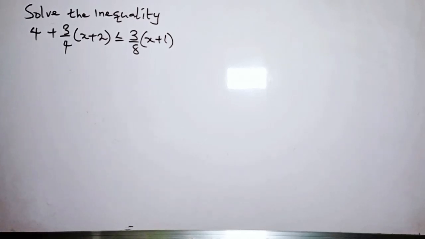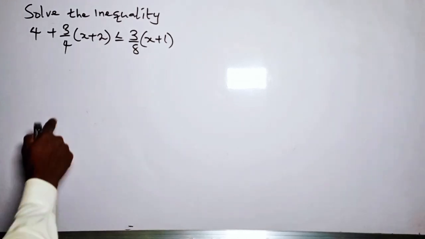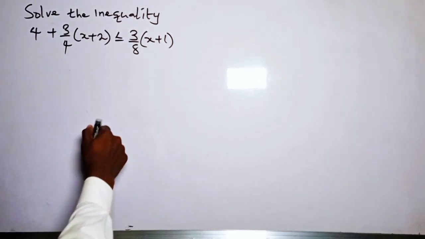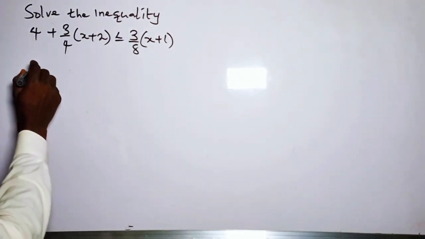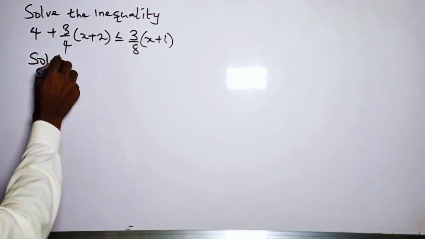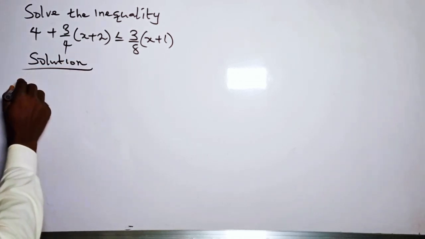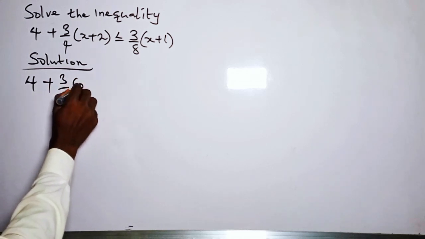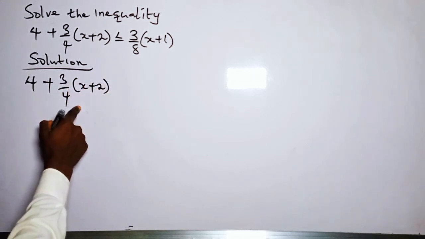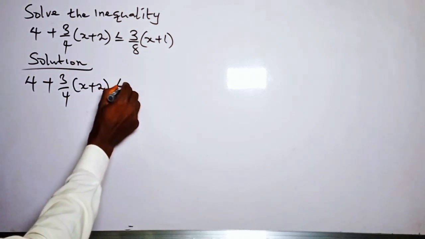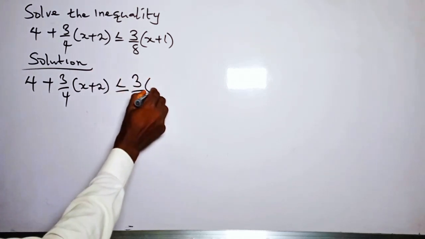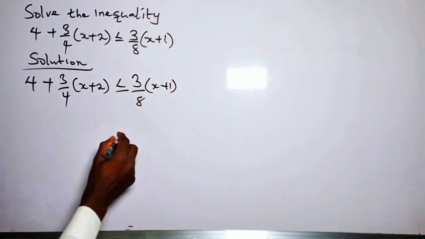The question says, solve the inequality. We have 4 plus 3 over 4 times (x plus 2) less than or equal to 3 over 8 times (x plus 1). How do we do this? Solution. So we have 4 plus 3 over 4 into (x plus 2), and the sign is less than or equal to, 3 over 8 into (x plus 1).